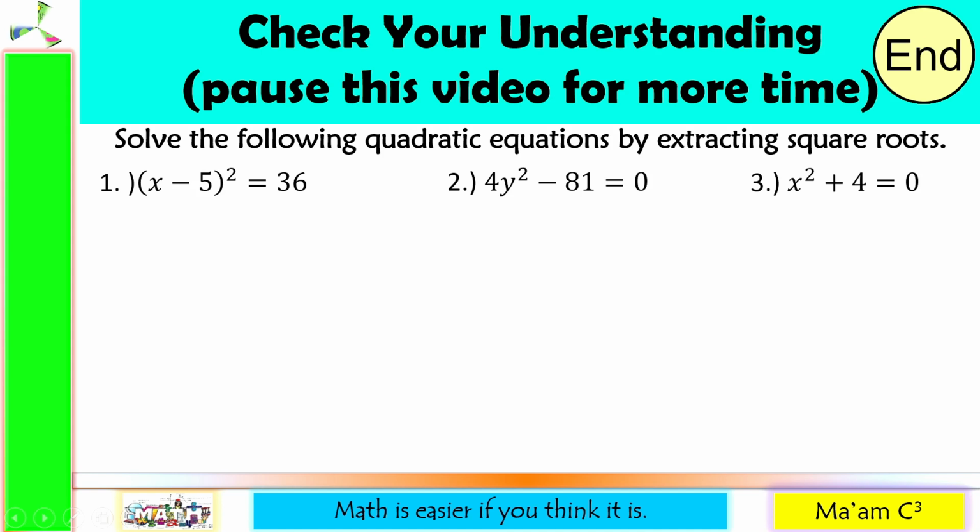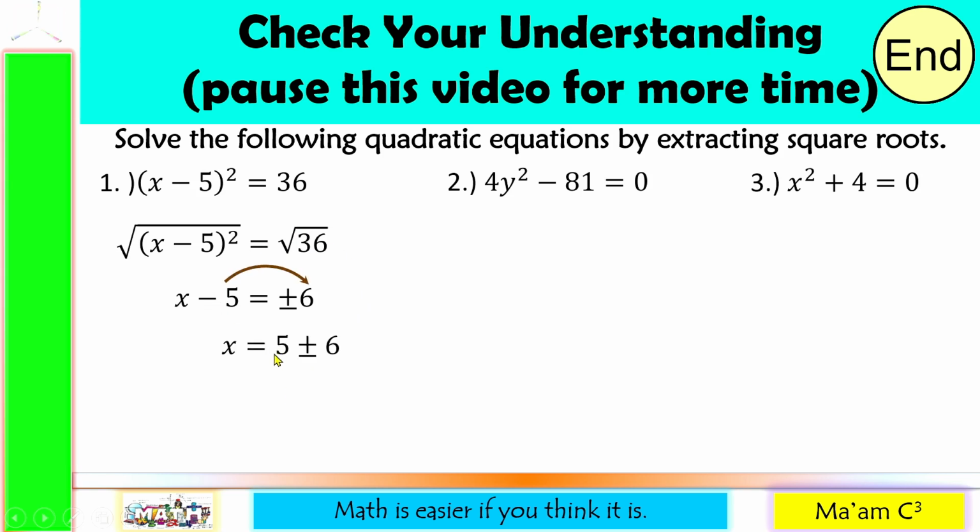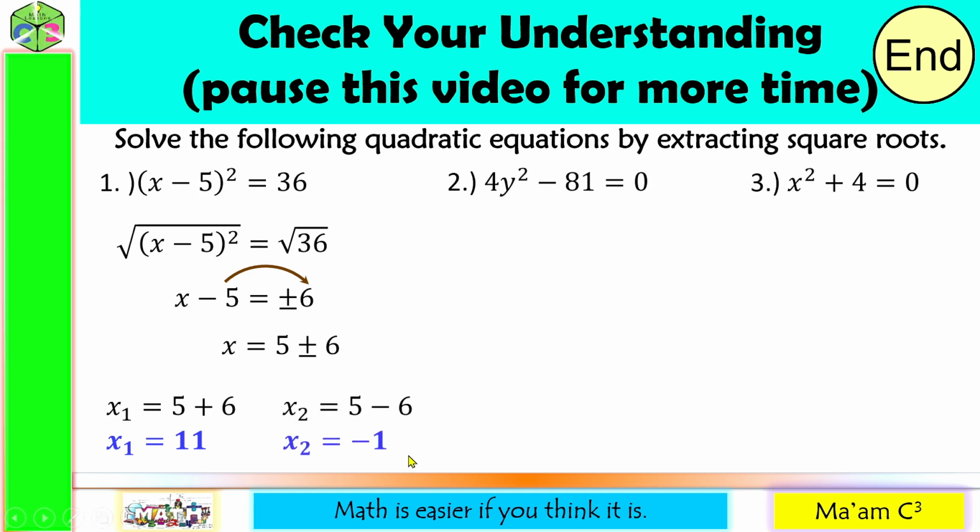Let us answer. Solve the following quadratic equations by extracting square roots. Number 1, let us extract square roots of both sides. So x minus 5 is equal to the positive and negative square root of 36, and that would be 6. Moving negative 5 on this side, it will become positive. So first we have 5 plus 6, that would be equal to 11. And the other one is 5 minus 6, that would be equal to negative 1.